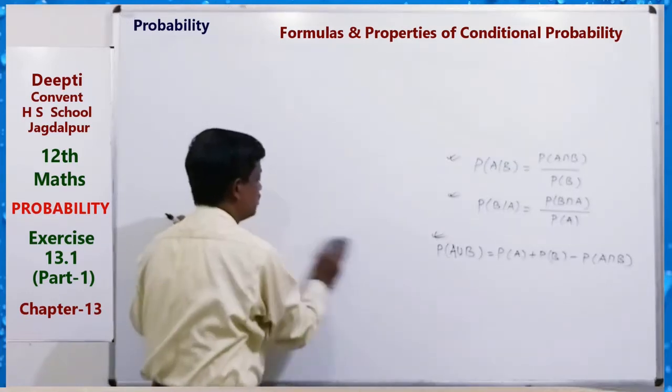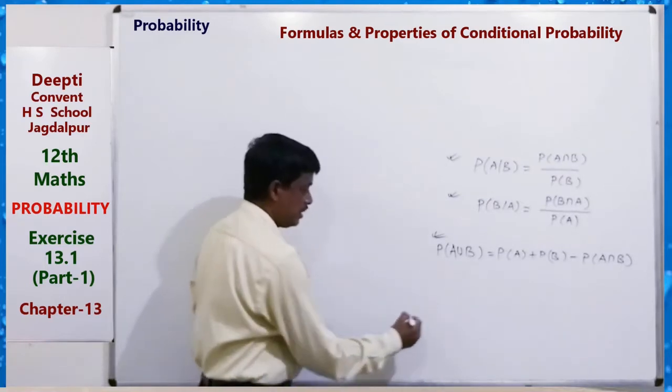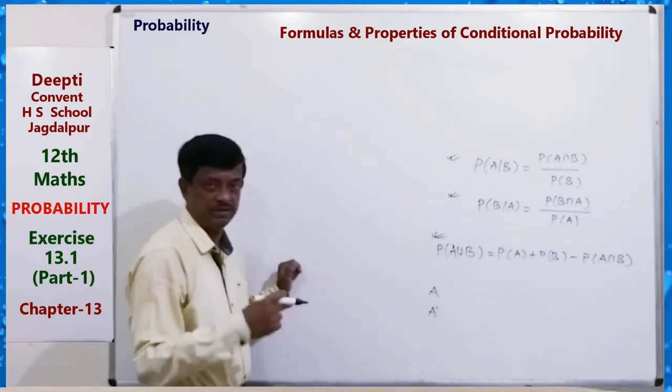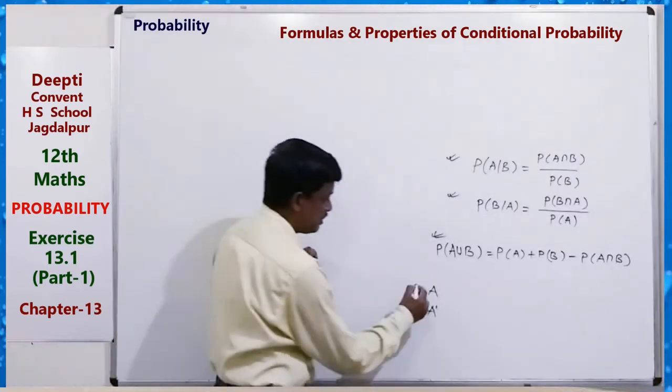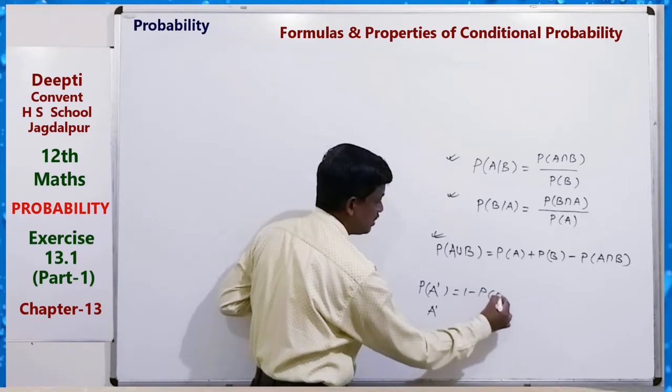Just like this, suppose A is an event. A dash means its complementary event. So P(A dash) we can write as 1 minus P(A).